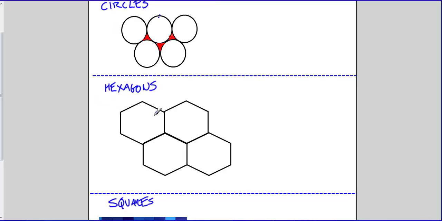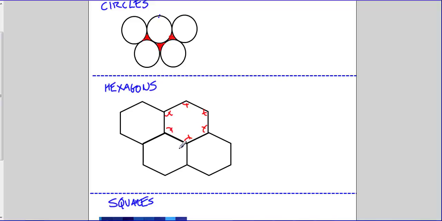You could use a hexagon. This is a regular hexagon. All 6 sides are equal and all the interior angles are equal. And all the figures interlock with no spaces between them.